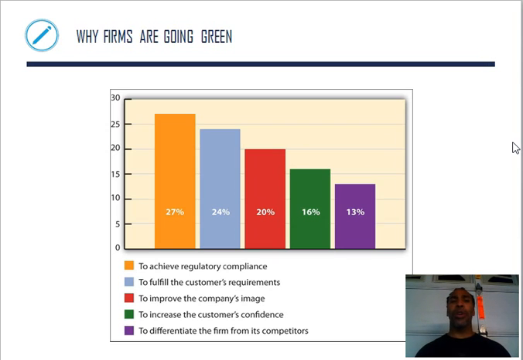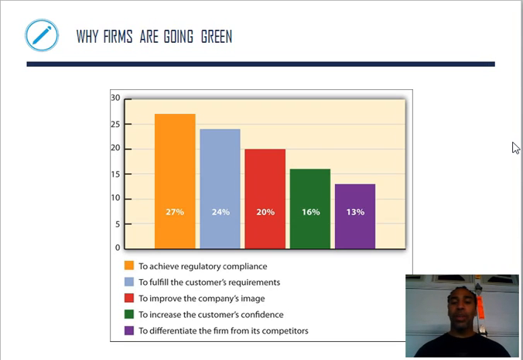So why are firms going green? Well, it's good for them. They get government kickbacks, lots of different reasons. It's profitable to do so. 27% are doing so to achieve regulatory compliance, 24% to fulfill customer requirements. Say if there's a request for proposal out, now I have to have solar panels if I'm a company that you want to do business with, right? So maybe I'm doing that to fulfill certain requirements to get certain business.